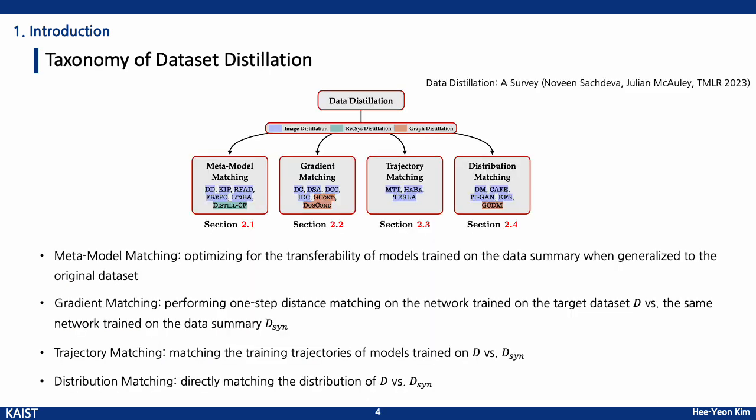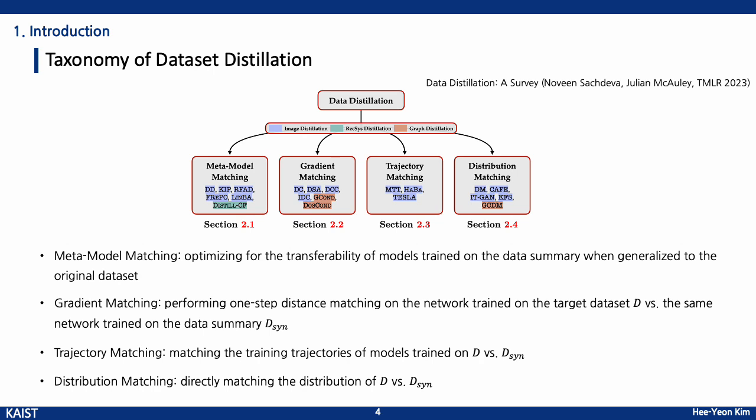Dataset condensation techniques can be categorized into 4 main approaches. The first is meta-model matching, which ensures that the performance of a model trained on the large original dataset is similar to that of a model trained on the condensed synthetic dataset. The second is gradient matching. This technique generates a synthetic set by reducing the distance between the network trained on the large dataset and the one trained on the synthetic dataset.